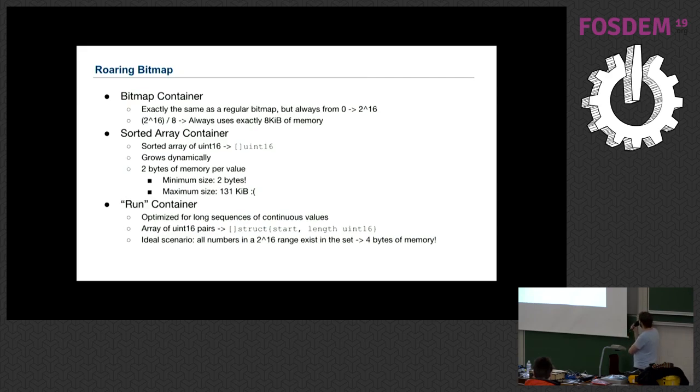For a really dense key range in 2 to the 16, we'll probably still use a bitmap that will use 8 kilobytes of memory. Of course, the ones that have fewer values will probably start with an array and then swap it out to a bitmap. And then the run-length encoding is great for long, contiguous runs of values.